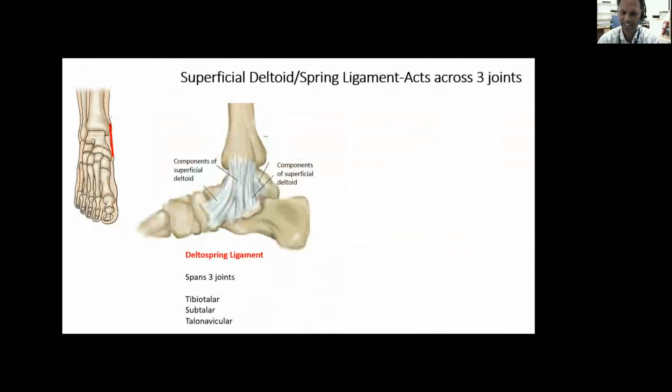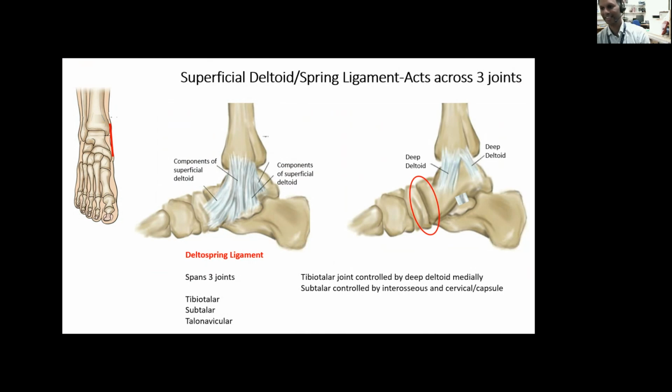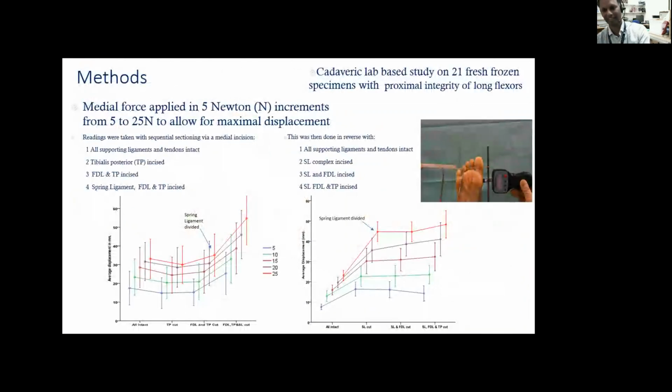And if you looked at a world without superficial deltoid spring, what would we see? We'd see that the tibiotalar joint is still constrained medially by the deep anterior and posterior ligaments. The subtalar joint is still constrained by several ligaments, but it's that talonavicular axis that has no medial constraint. So if you want to examine for spring ligament laxity, the best place to do it is to look at the talonavicular axis.